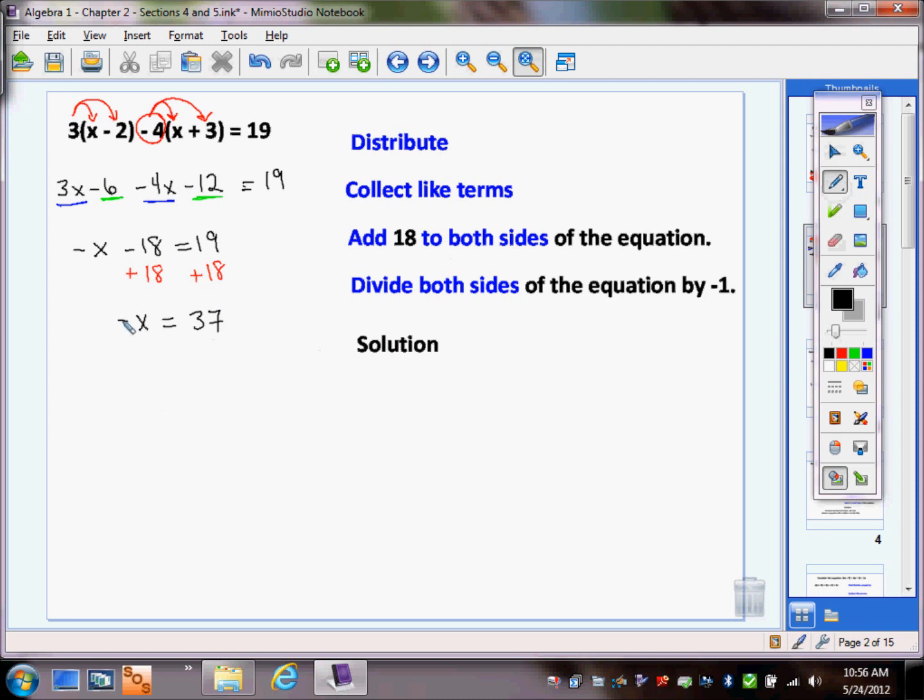Now I have negative x equals 37. Here they're saying divide both sides of the equation by negative 1, which you can do to get rid of that negative. And that gives you x equals negative 37. But if you don't want to do that step, if I just have anything, negative x equals 12, you just change both signs. If I had negative x equals negative 2, I change both signs. So you can either do the step of dividing by negative 1 or just change both signs.